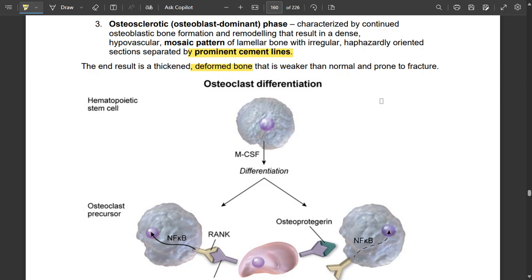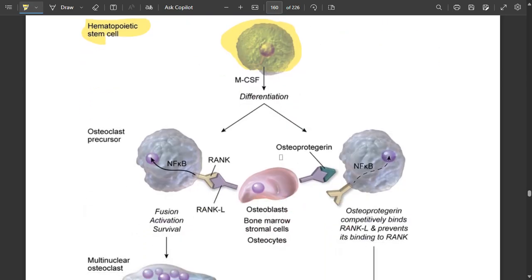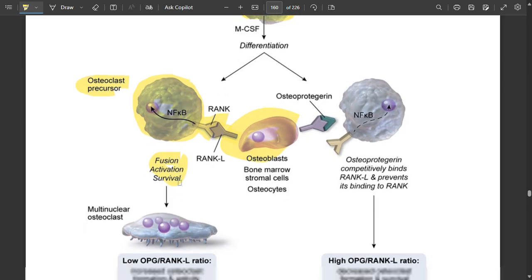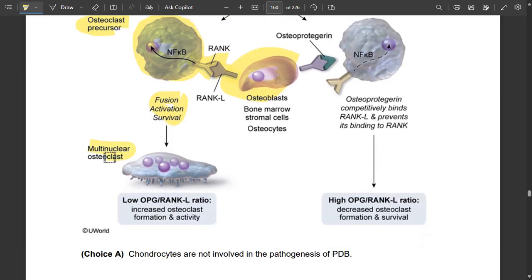Osteoclast differentiation occurs from hematopoietic stem cells. This is a hematopoietic stem cell that can form any sort of cell in the body, especially the hematopoietic cells. When M-CSF, macrophage colony stimulating factor, is present, it differentiates into osteoclast precursors, which have the RANK receptor, the receptor activator of nuclear factor kappa B. When it binds to the RANK ligand present on the osteoblast, its activation causes differentiation and resorption of the bone.